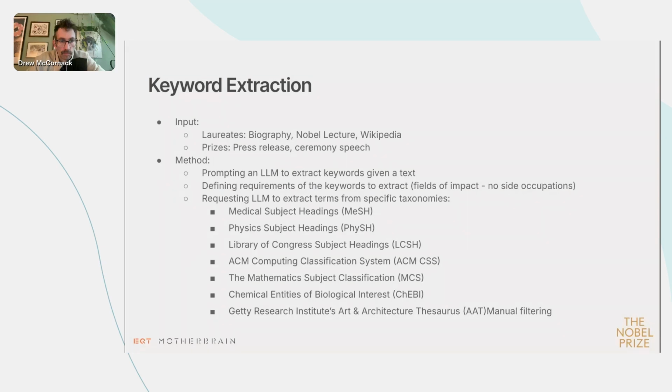We had to iterate a few times on what extracting keywords meant, because we found that asking it to extract keywords without much further detail got us a lot of stuff, including maybe their hobbies. These people like to go mountaineering. These people love to cook, whatever. But we were really focused on what their fields of impact were, and not other occupations or hobbies or whatever. So we ended up landing on, in addition to the input document and the task, we mentioned: please extract terms from specific taxonomies. And we had 7 of these.